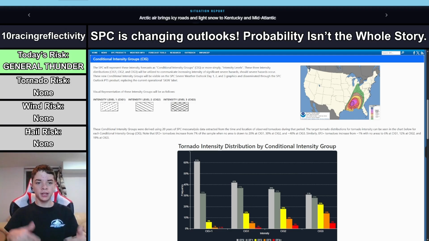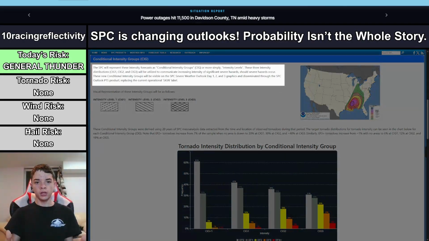The SPC states that the SPC will represent these intensity forecasts as conditional intensity groups, or CIG, or more simply just intensity levels. These are 3 intensity distributions. We have CIG1, CIG2, and CIG3. These will be utilized to communicate increasing intensity of significant severe hazards should severe hazards occur.